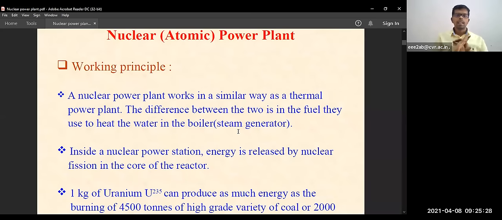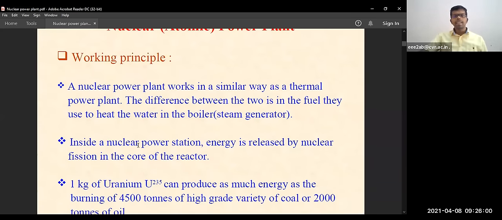Otherwise, construction wise, everything is the same. The only thing is that the coal handling plant and ash handling plant will not be there. Instead of that, a reactor will be there. From that reactor, an enormous amount of heat or energy will be produced. That heat is used for heating your water. Then the same procedure follows for how power is generated, which we are going to see.